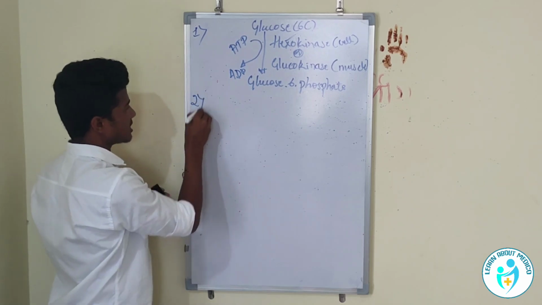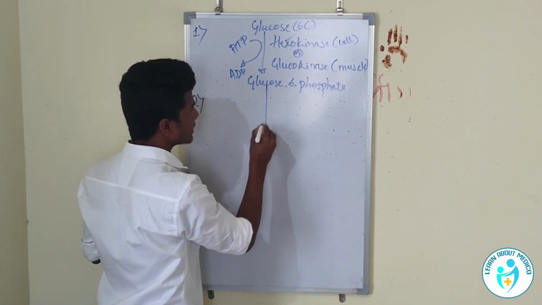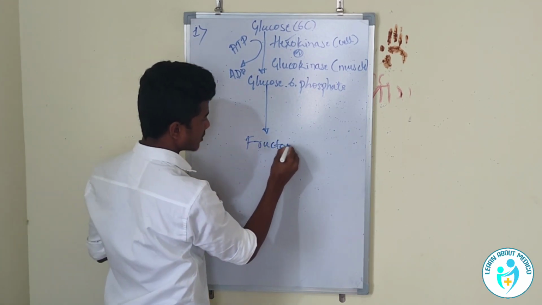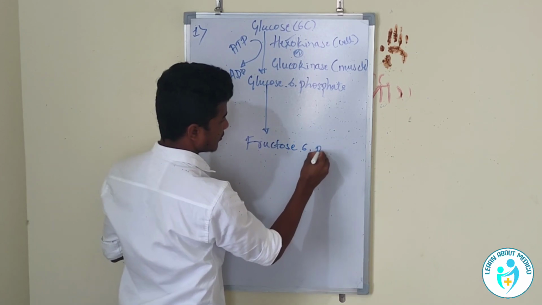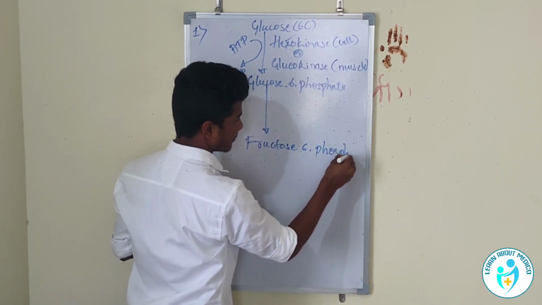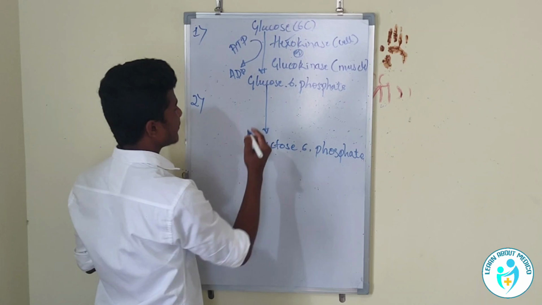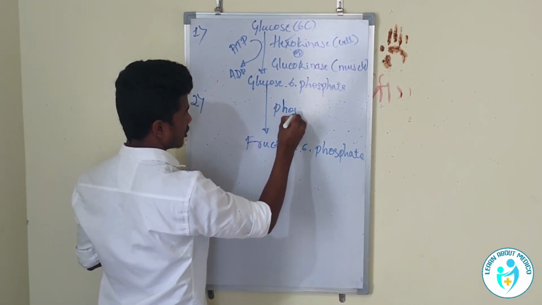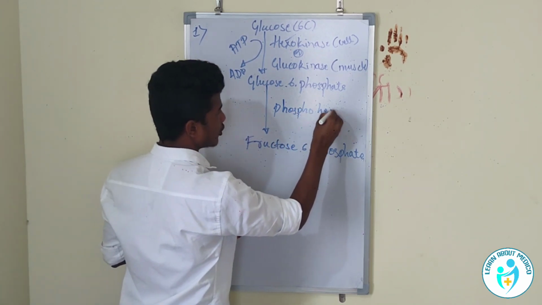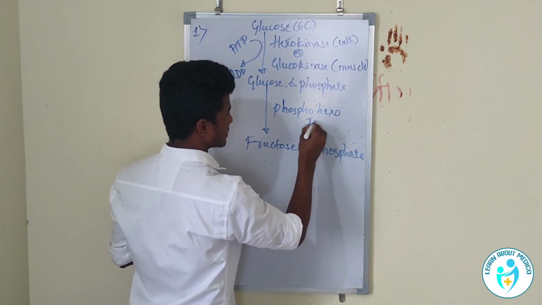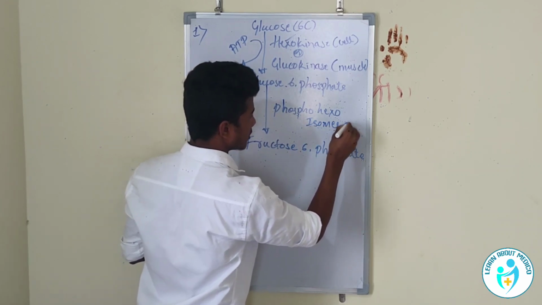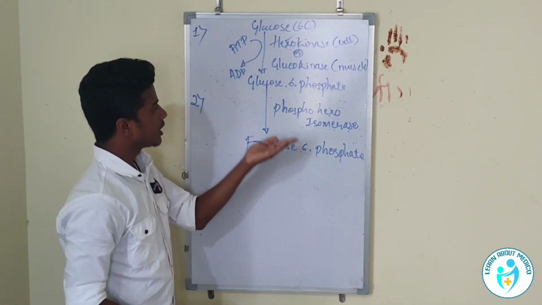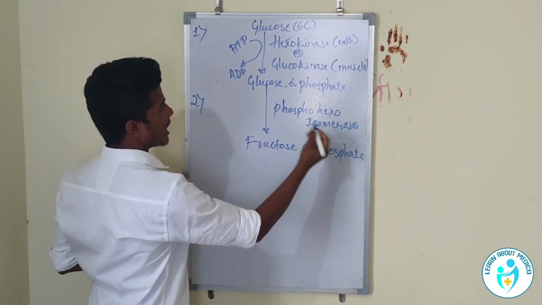And come to the second step. This glucose 6 phosphate gets converted into fructose 6 phosphate with the help of enzyme phosphohexose isomerase.